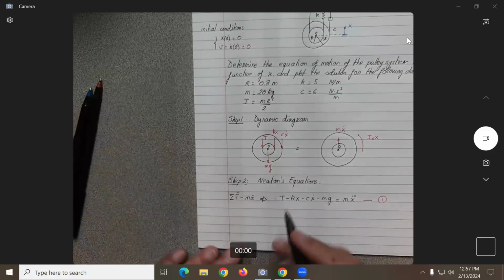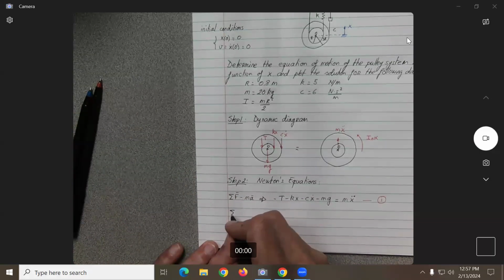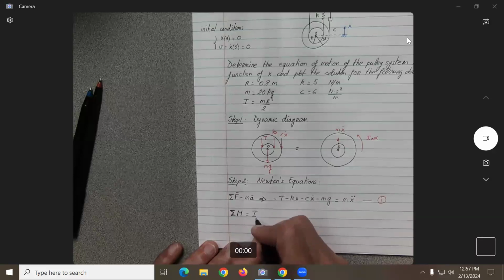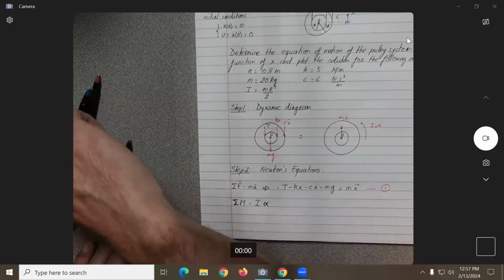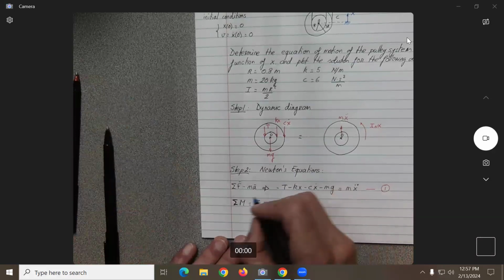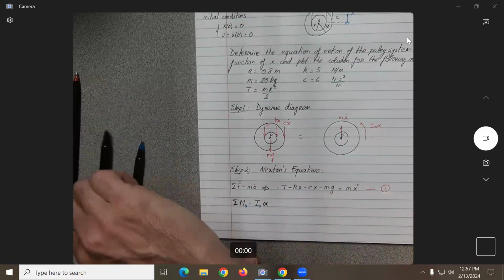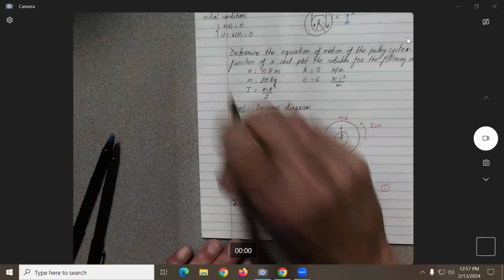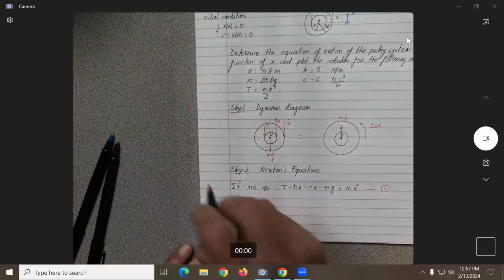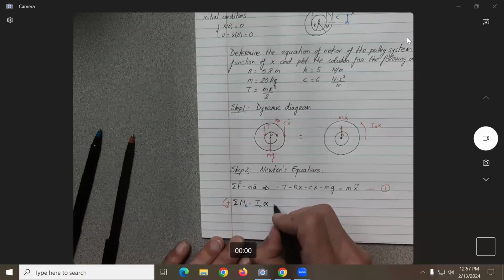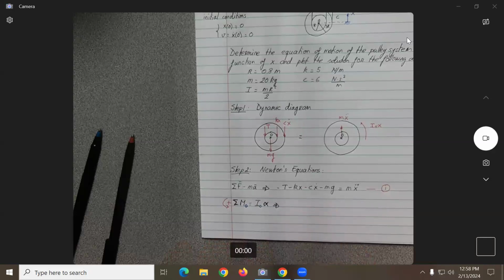That's equation one. And then what is the second Newton equation we need to apply? Summation of moments equals I alpha. What do we need to be careful about here? Okay, that we take the moments about the same point that we take the moment of inertia, no? Same point. Otherwise, it can be done about different points, but you're going to get lost. So don't do it. Let's keep it simple. So if we do this, then what do we have?